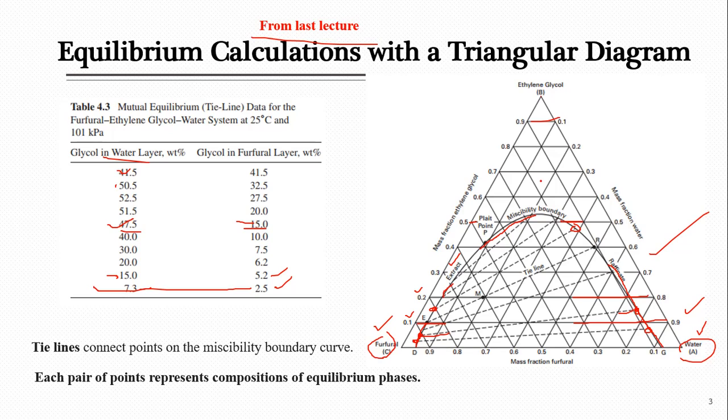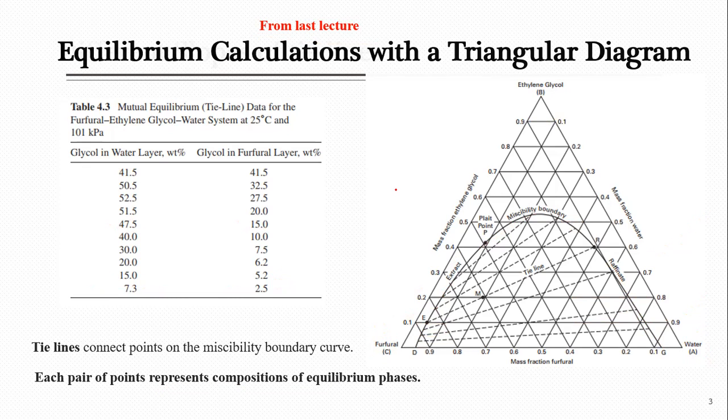So tie line, here each pair actually represents the composition of equilibrium phases between two sides or two phases, extract and raffinate. So I hope now this is clear to all of you, but still if you have any question, you can ask me, you can send email.